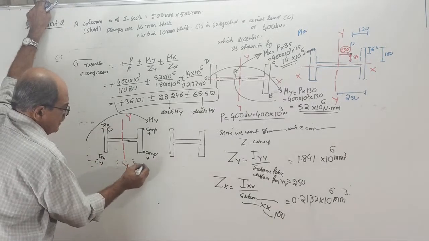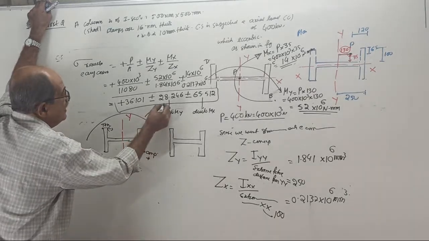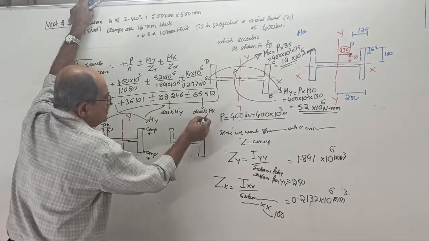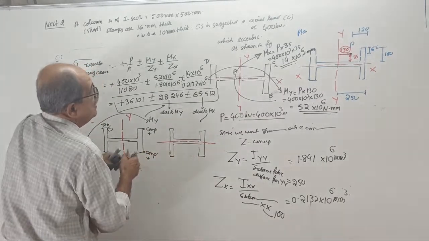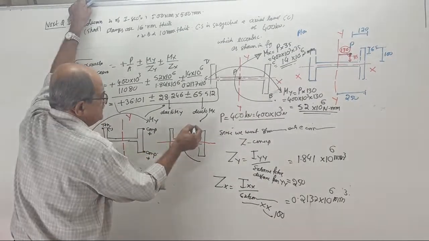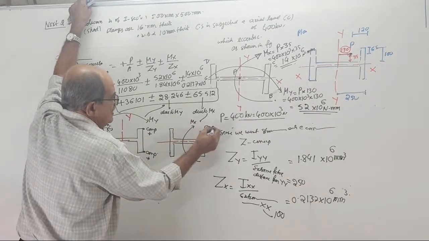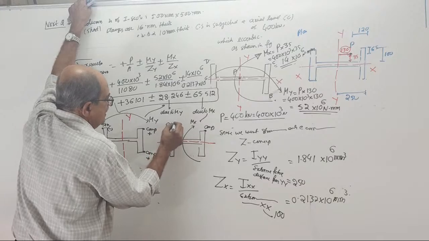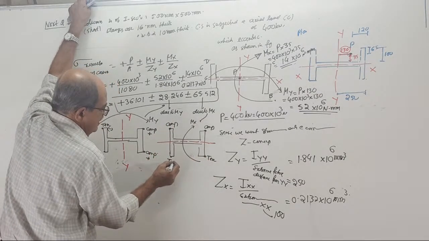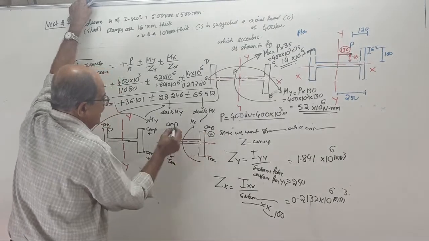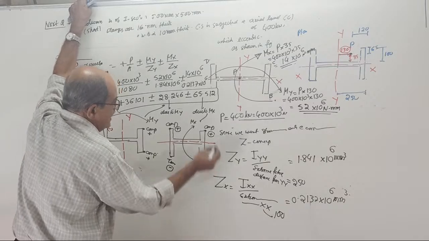That is for the first term. And for the other term, your x-axis is here. This is already known to you. Mx is like this. Therefore, here compression, here also compression, here tension, here also tension. Use plus sign here, plus sign here, minus sign here, minus sign here.